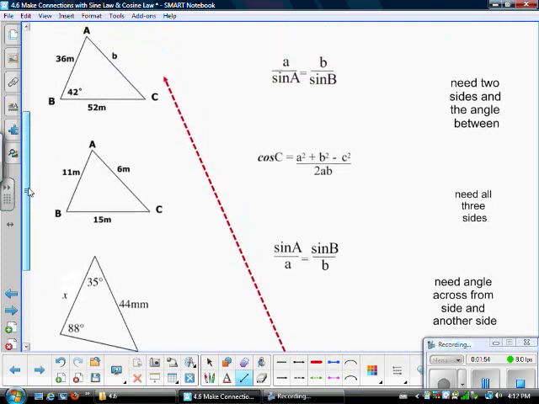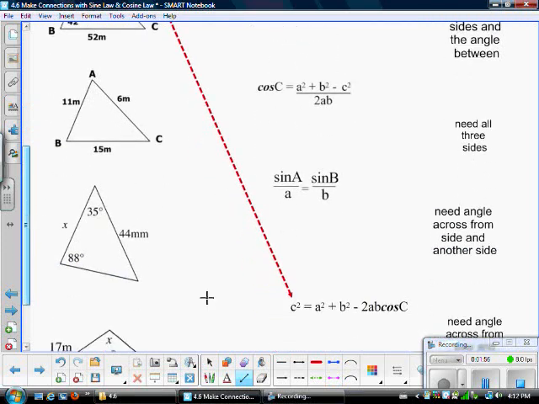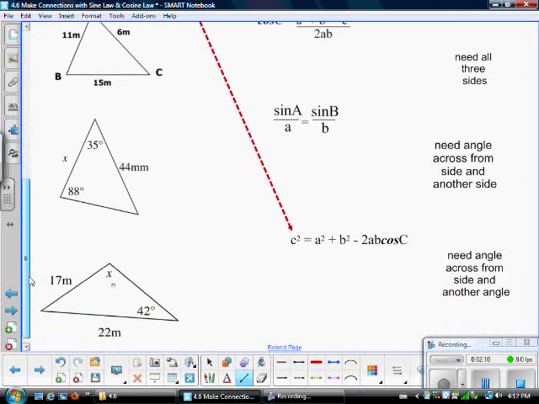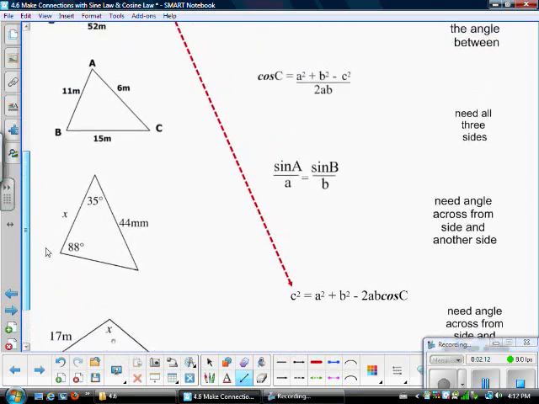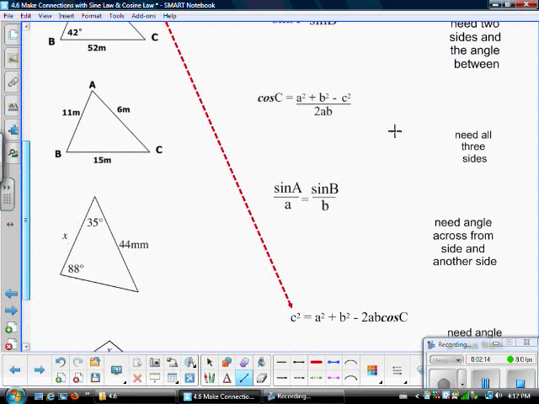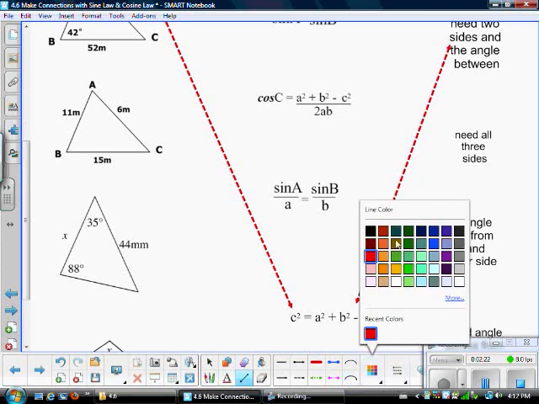Okay, so I need to use the cosine law to find a side length. I'm finding this side and I know the angle. That means I need two sides and the angle in between. Two sides and the angle in between. So that's why it's cosine law. Okay, it might get kind of colorful by the time I'm finished here.